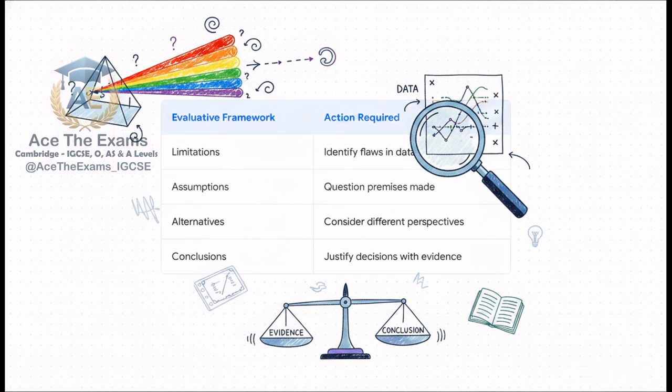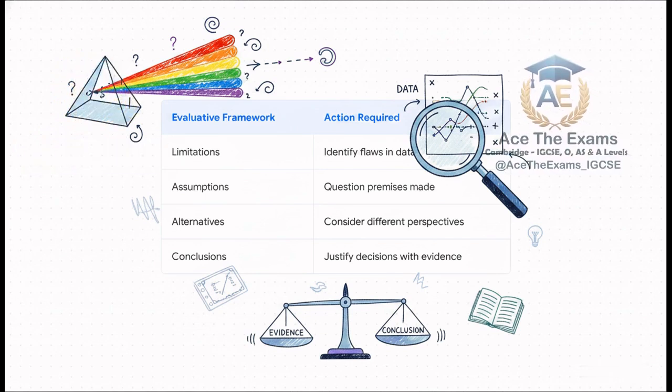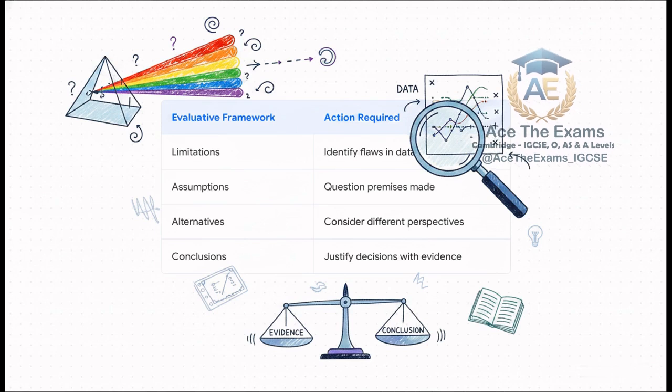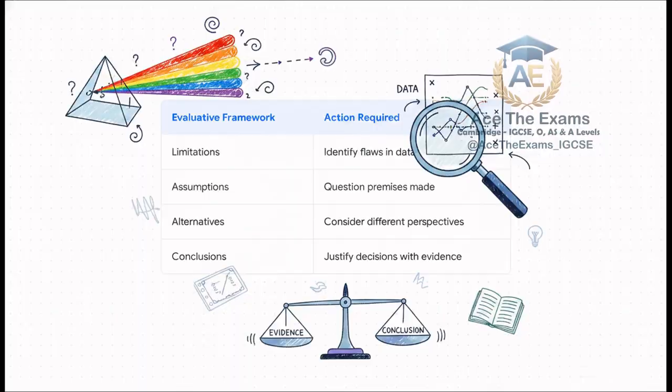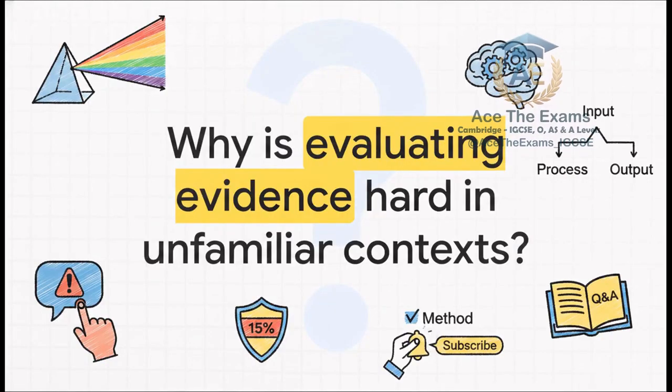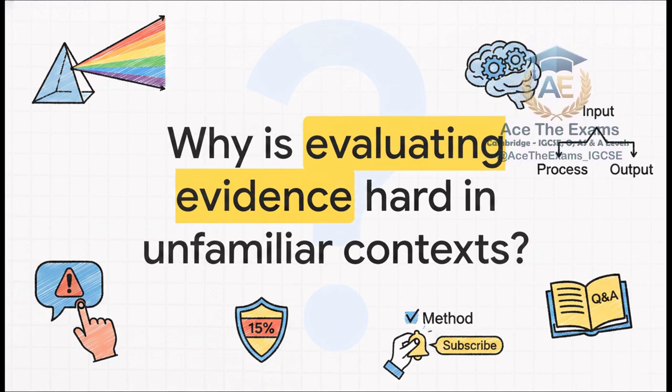And finally, conclusions. The PEEL framework comes back here. You must be able to justify all of your final decisions with hard, specific evidence extracted from the text or graph provided. This is how you prove you don't just know physics, you can do physics. Which leaves us with a final provocative question. Why do students find evaluating evidence and drawing conclusions so hard when faced with completely unfamiliar contexts?